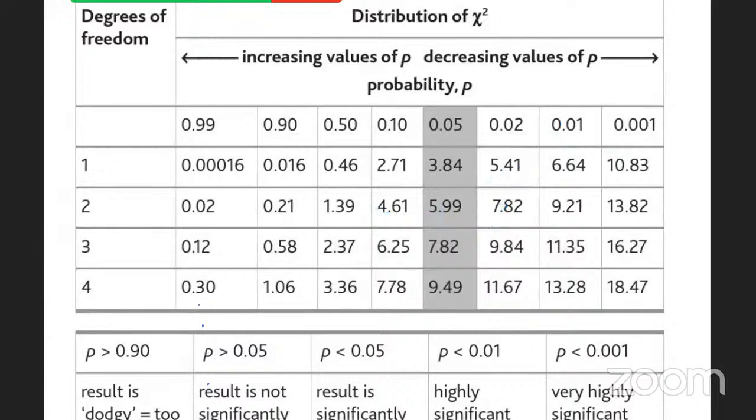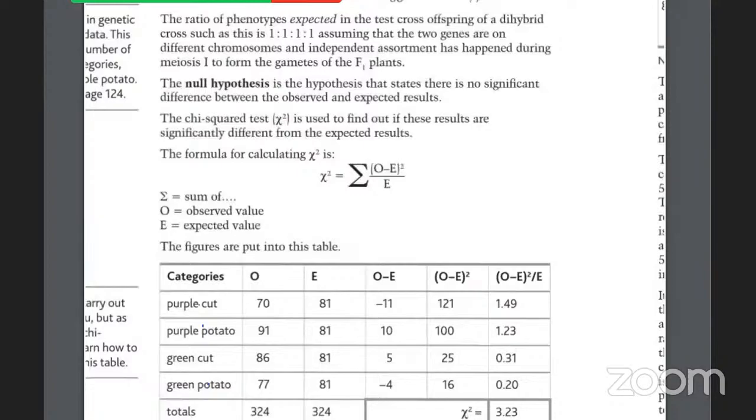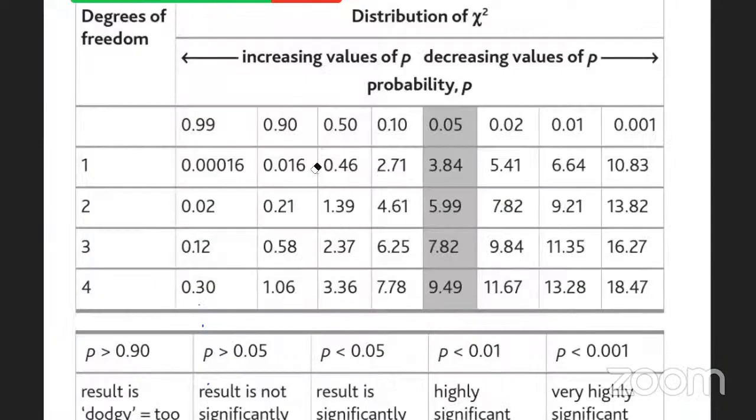Oh, let me go back for the answer. So the answer was 3.23. What is the first thing that we should do when we come to this table? Anybody? Which column should I pick? Look for the degrees of freedom, which is 3. Third degree of freedom. Right, so 3, and then I go across to 0.05. So this number here, right? All right.